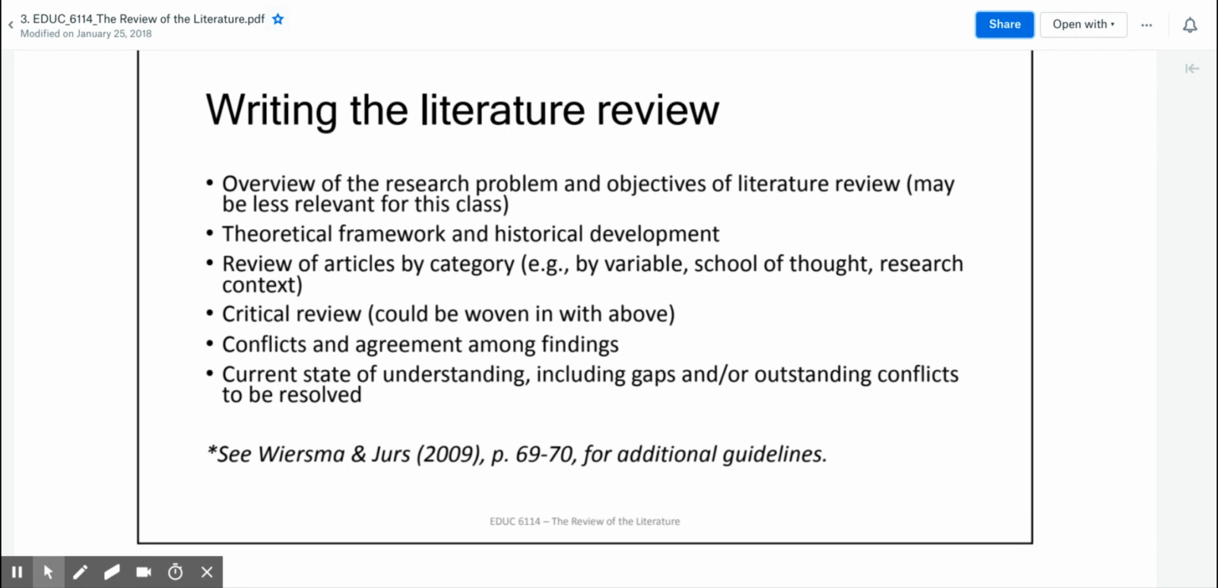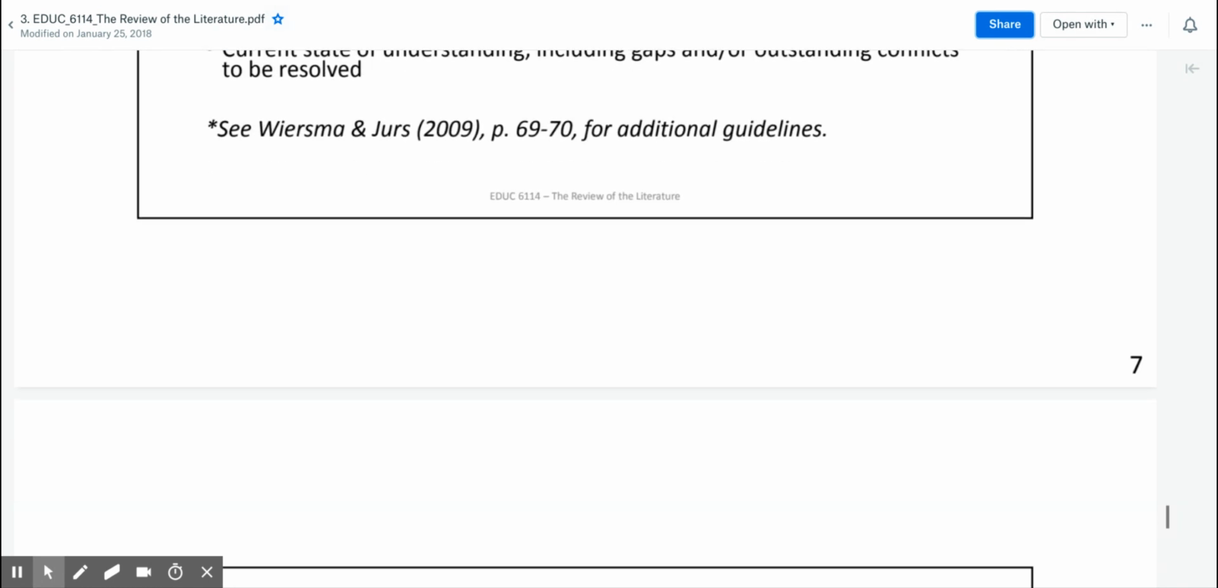And the current state of understanding. So what was missing? What was common knowledge? What will your research add to that, and how will your research results fill the gap? People love that terminology, filling the gap in the literature review. That will be one of the important purposes of your research, right?